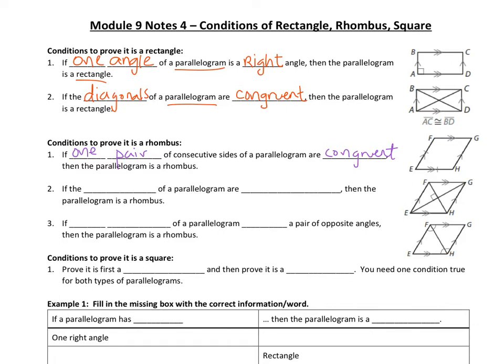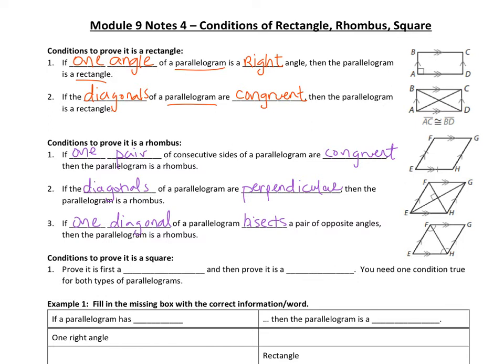to each other. The third reason is if it's a parallelogram first, then we need to make sure it has one diagonal that bisects a pair of opposite angles, and then that is enough information to say it is a rhombus. If you look at the different pictures that go along with each of those statements, you can see all the different measurements that you need to see in your picture.